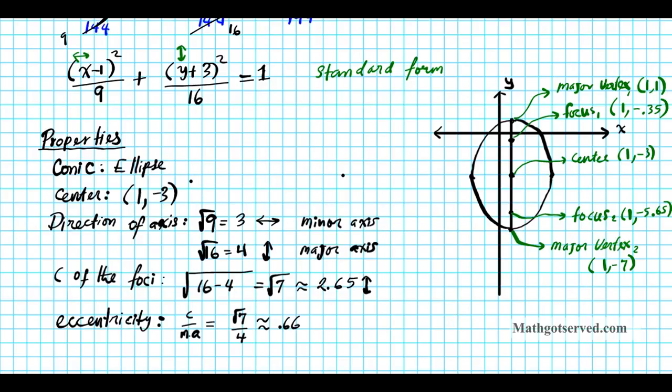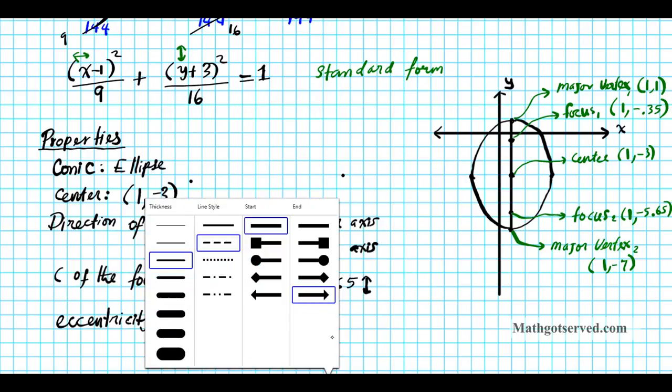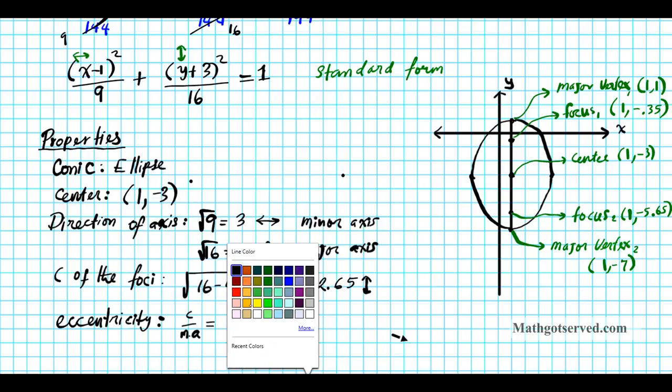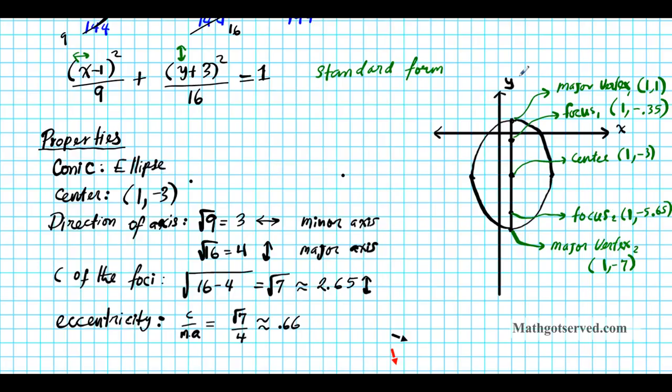Now next thing we're going to graph is our major axis line. Let's go ahead and graph that. Our major axis line, let's make it red. So our major axis line is this line right here. So let's go ahead and label it. So this is our major axis line, and it has the equation x equals the x coordinate of the center, which is 1.